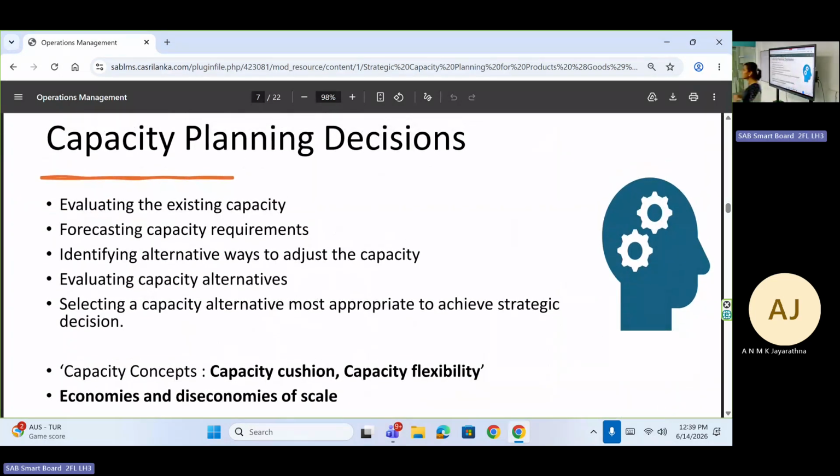This is the process of capacity planning. This is really easy to understand. Go through the steps. So first we need to evaluate the existing capacity, and that is the starting point. Before moving on to think about different strategies that we can use to expand or manage the capacity, first we need to understand the existing capacity. Then we need to forecast or predict capacity.